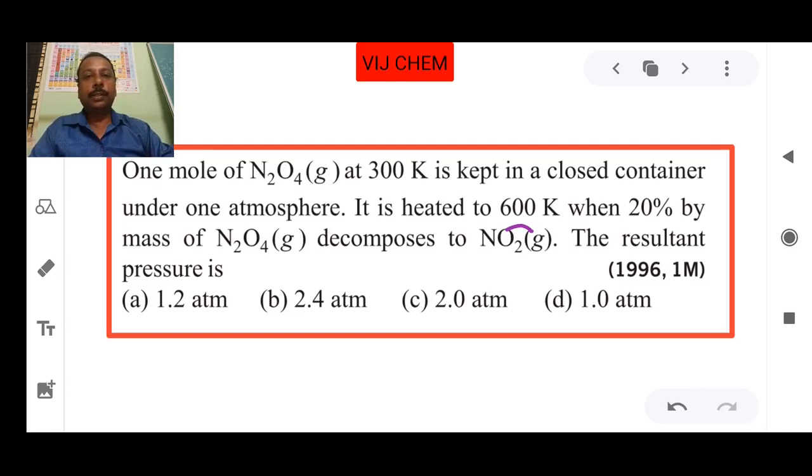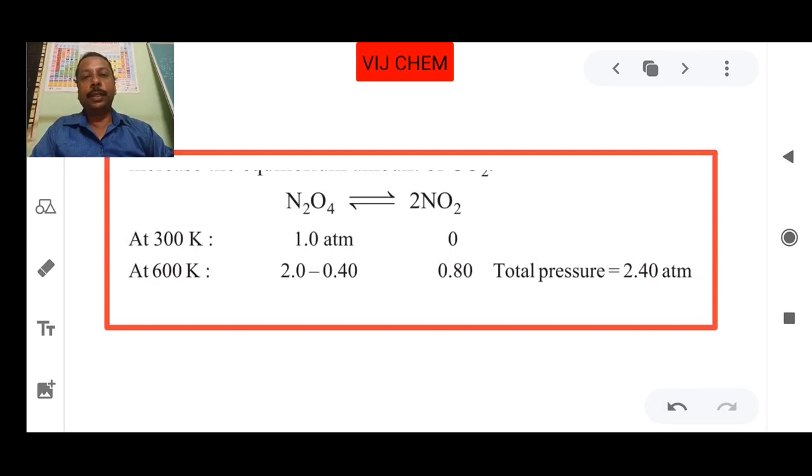38 seconds. 44 seconds. 50 seconds. 55 seconds. And time up. Okay, here is the explanation.